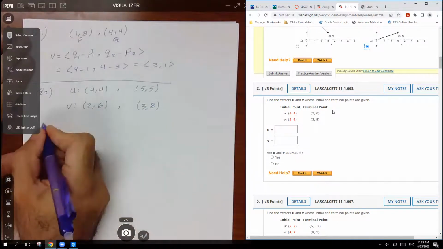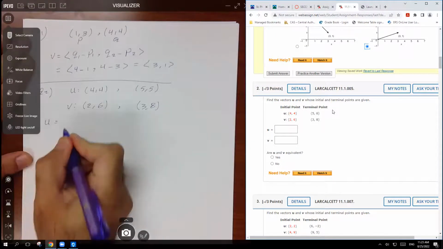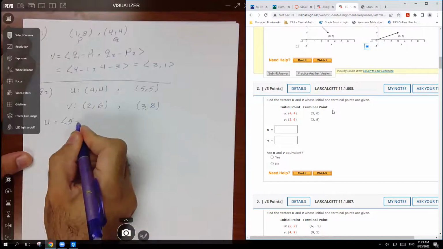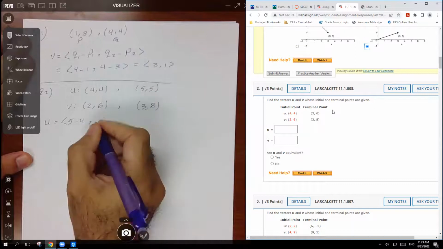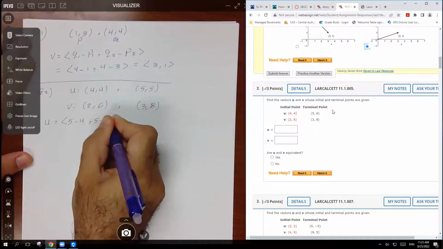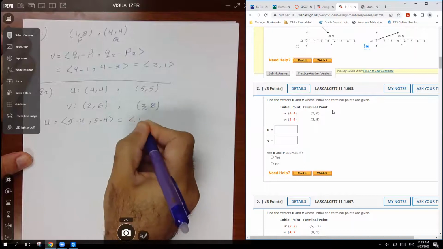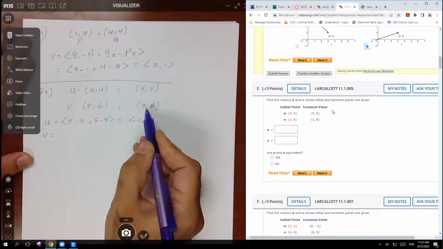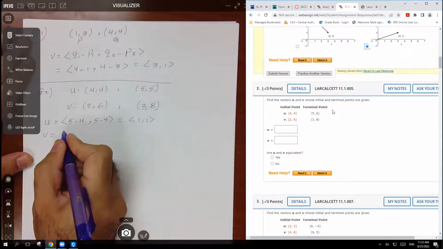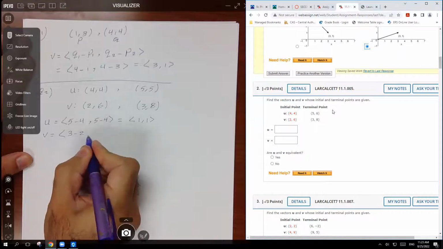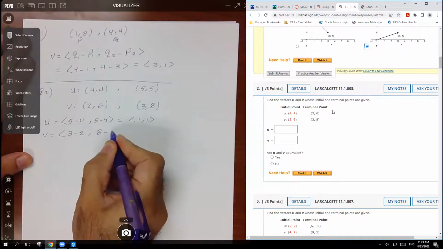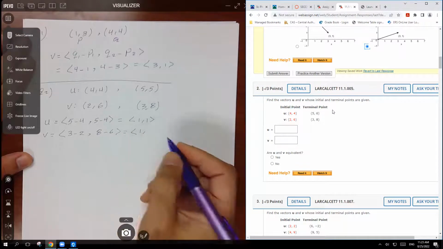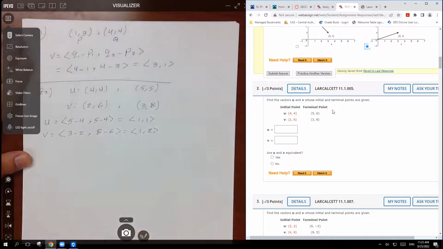So first of all, we're going to find the vector U, which is going to be Q1 minus P1. So 5 minus 4 and 5 minus 4. That means it's going to be 1 and 1. The vector V is going to be 3 minus 2 and 8 minus 6. So it's going to be 1 and 2. So here are the 2 vectors.